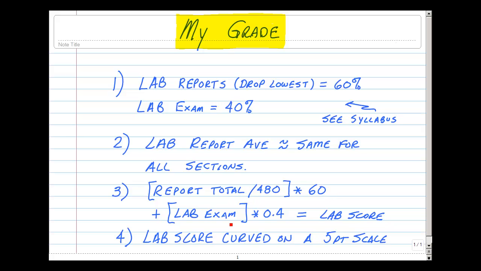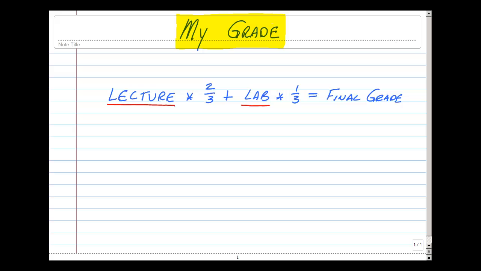I'll then take the lab exam, which will be a 100-point exam, and multiply that by 0.4. That'll give me a score on a 100-point scale. I will then curve this and put it onto a 5-point scale like I have done for the exams in the course. And then lastly, how is your final grade determined?